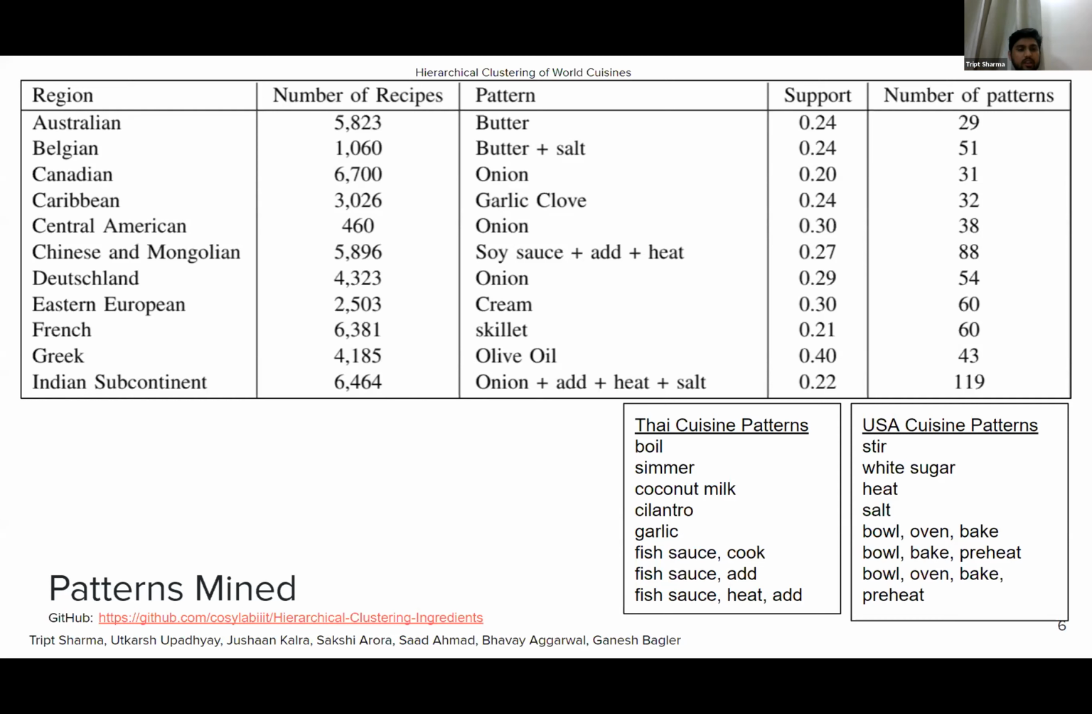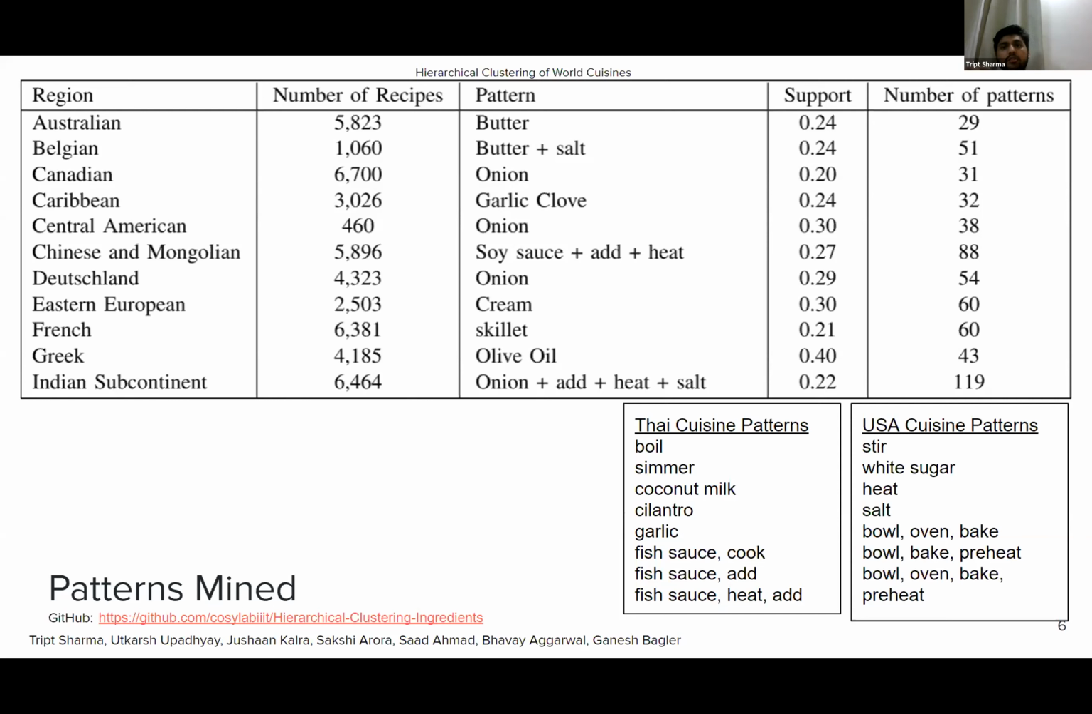Here you can see some of the patterns that we have obtained, and along with these patterns, in the upper table you can see the corresponding support and the region in which they have been mined out, and also the number of patterns that we have obtained in each of these regions. These are some of the cuisines that we have obtained, and the complete table is present in the research paper, so you can refer to that too. Furthermore, we have provided examples of Thai and USA cuisines here.